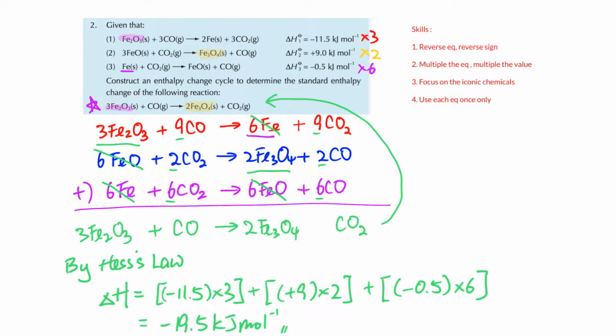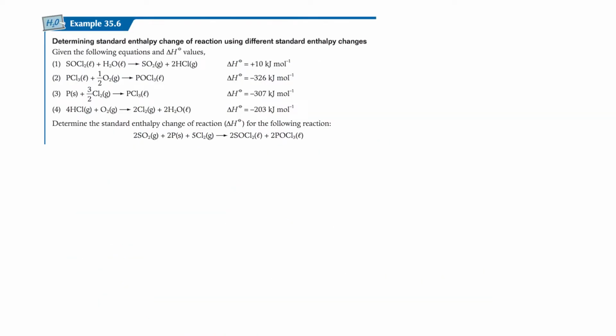But you still have to learn how to construct an enthalpy change cycle, because some of the questions may request you to do the enthalpy change cycle to demonstrate to them. So you have to learn how to do both methods. Just to give you a few more examples, in example 35.6, we have 5 equations. If you really need to construct an enthalpy change cycle, that would be quite complicated, but using this method, it seems that it will be easier.